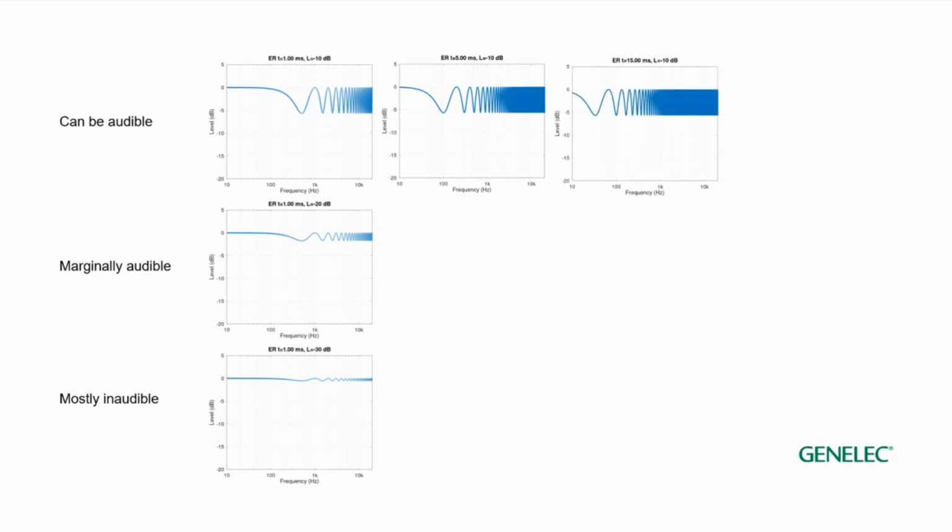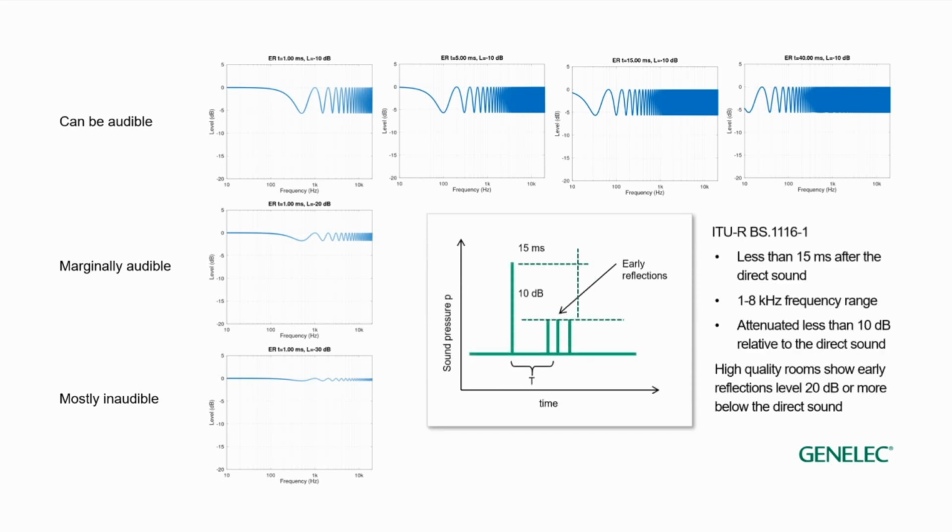When the early reflection moves to happen later, making the time gap between the direct sound and the arrival of the early reflection larger, the comb filter becomes more dense, and this actually reduces the audibility of the comb filter. The standardization body ITU has recommended that early reflections during the first 15 milliseconds after direct sound should be more than 10 dB below the direct sound. The 10 dB limit implies that the comb filter level variation is 6 dB. That's a lot. If possible, we should have better systems than that.